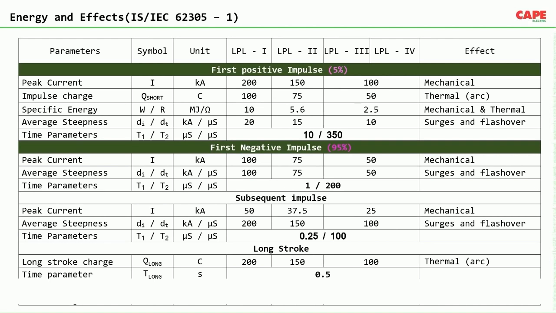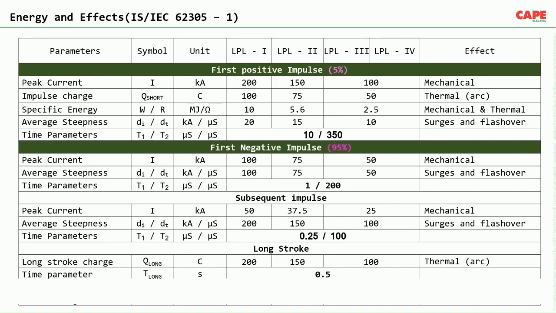First, we'll talk about the first positive impulse. That means the impulse which is generated due to a positive lightning strike. Now, this is very rare. It generally accounts for 5% of the total lightning strikes. In the first positive impulse, peak current will be around 200 kiloamperes in level 1.